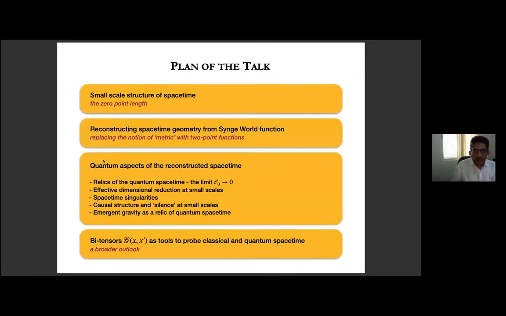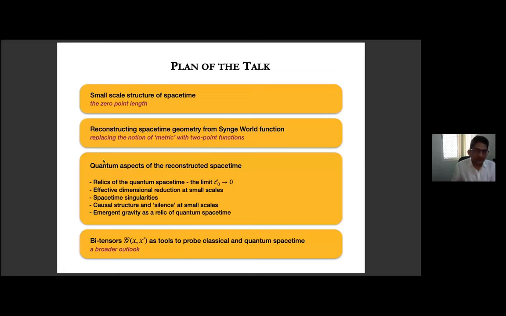So here is the plan of the talk. I will start by giving a very broad overview of what we know about the small scale structure of space-time from arguments rooted essentially in semi-classical gravity. There are thought experiments in which you take into account both quantum field theory and curvature of space-time, and that gives you some very generic results. These are the results that we want to take seriously, and we try to find tools within the classical theory which help us incorporate them in a natural manner into a description of the geometry of space-time.